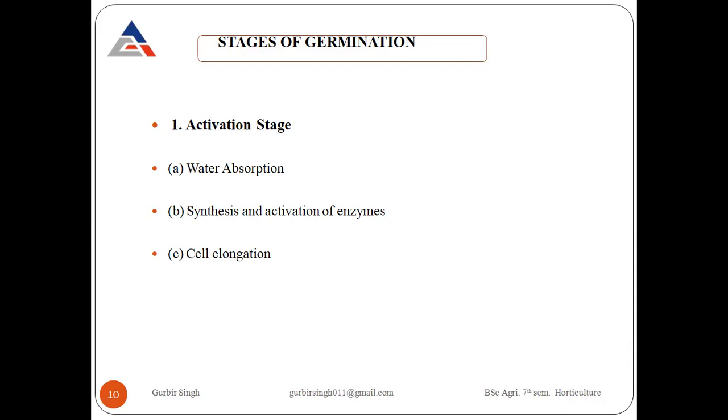Next is cell elongation. Hydration, synthesis, and activation of enzymes help in elongation of cells, which results in the emergence of radicle. Emergence of radicle is the first visible symptom of germination, which results from the elongation of cells rather than from cell division.